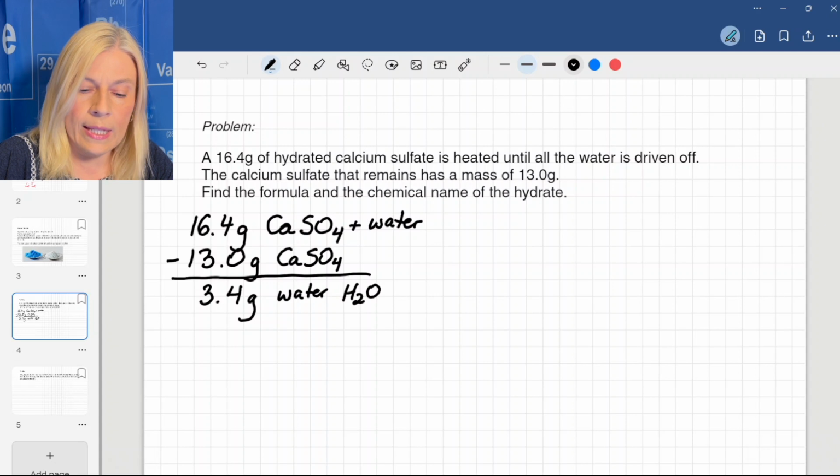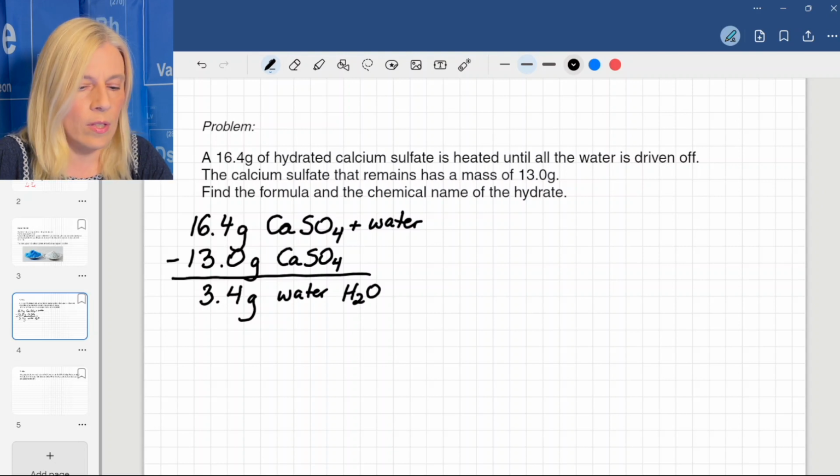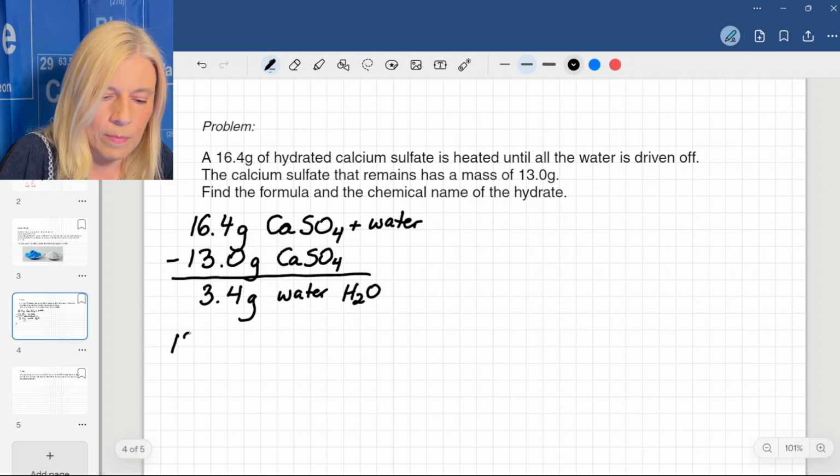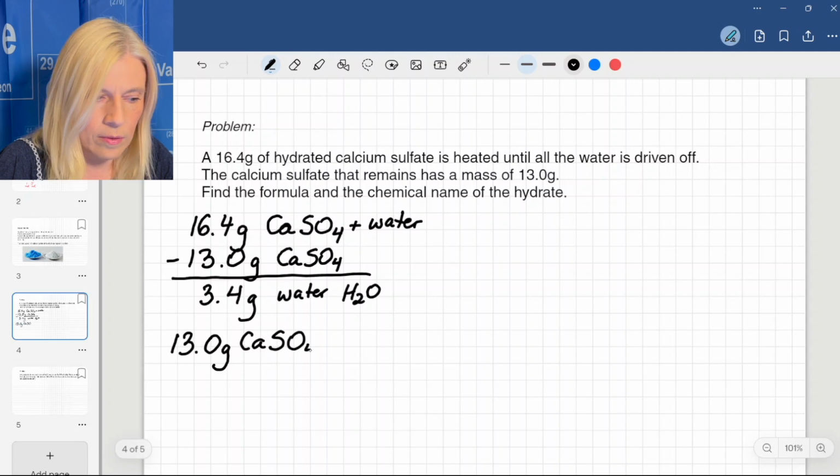Okay. So that's step 1. Now we're going to change to moles. Remember, the numbers in front are mole-to-mole ratios. That's what we're trying to find out. So let's do that. So we have 13 grams of calcium sulfate.